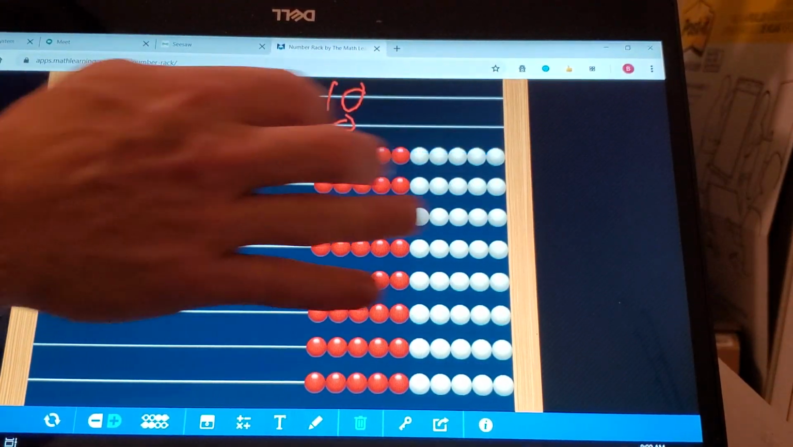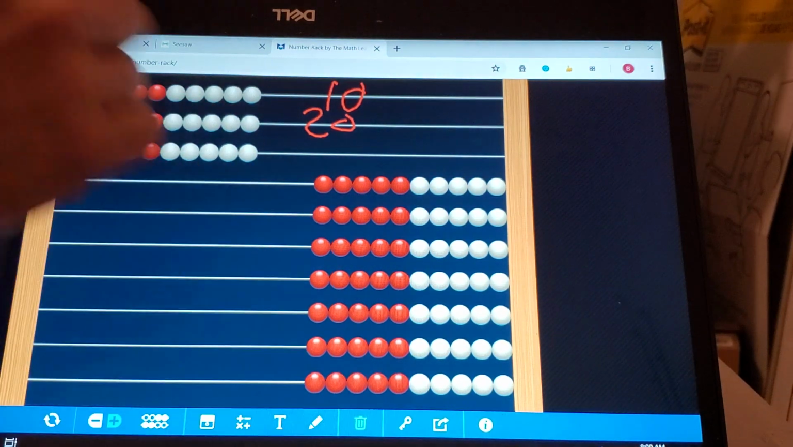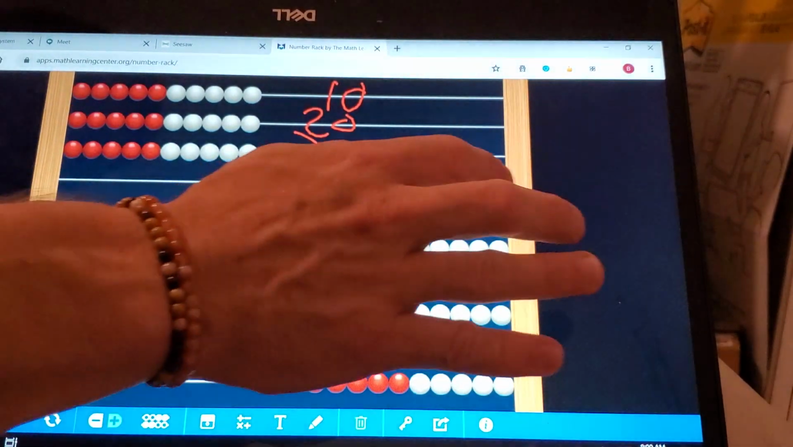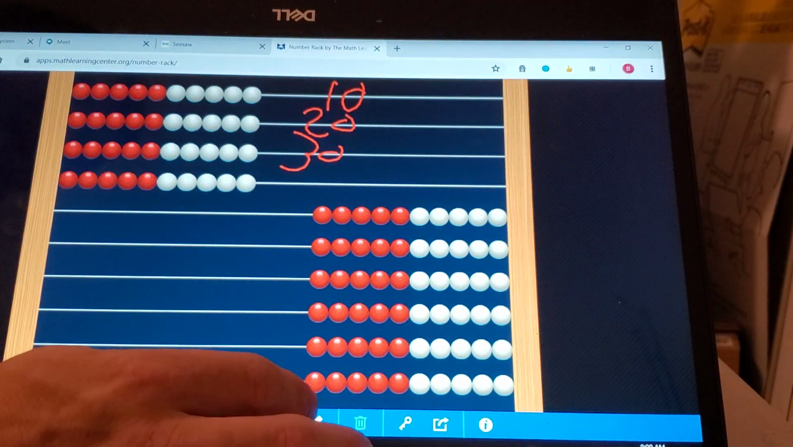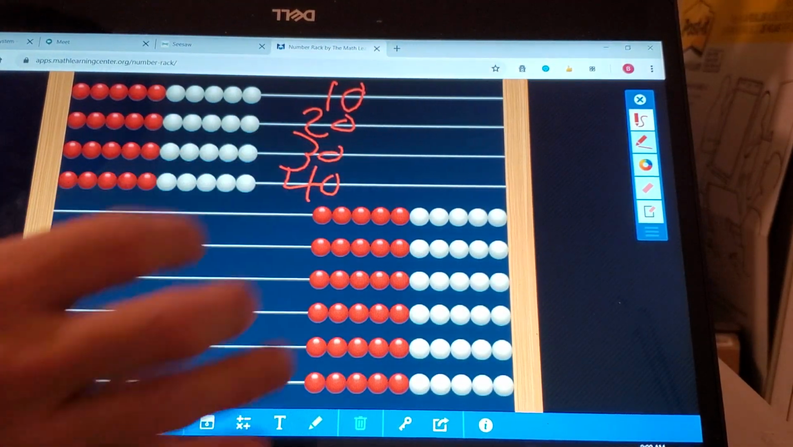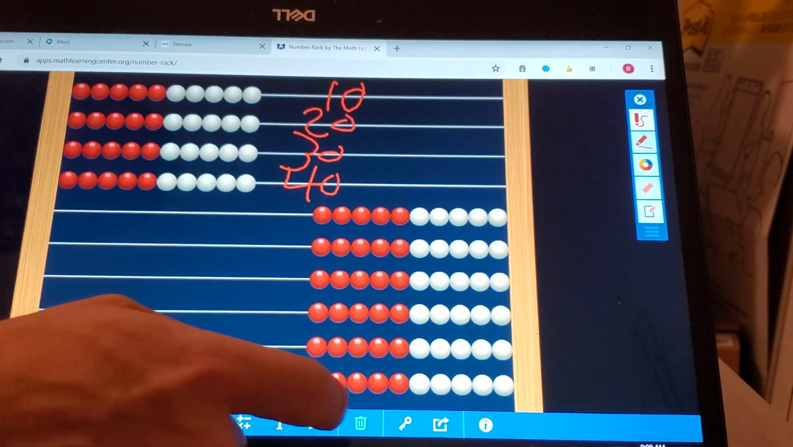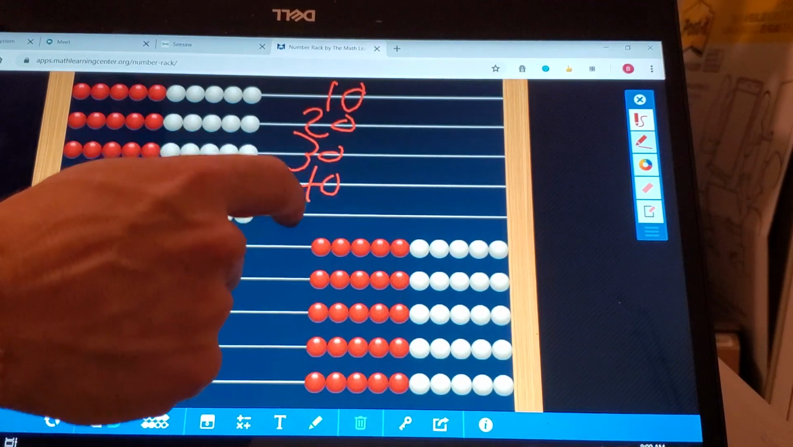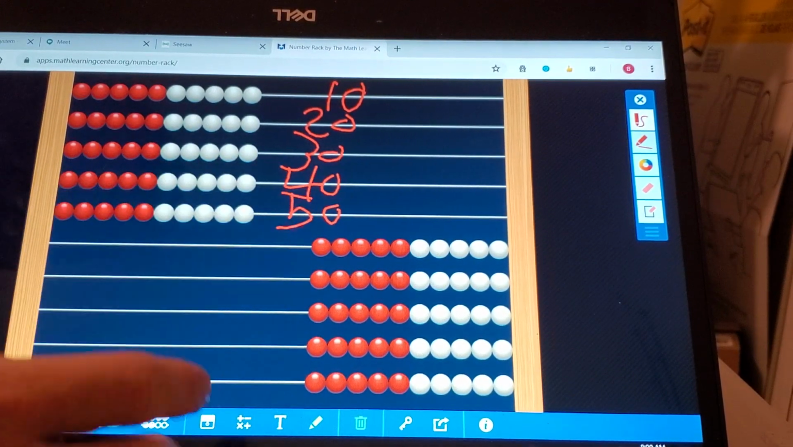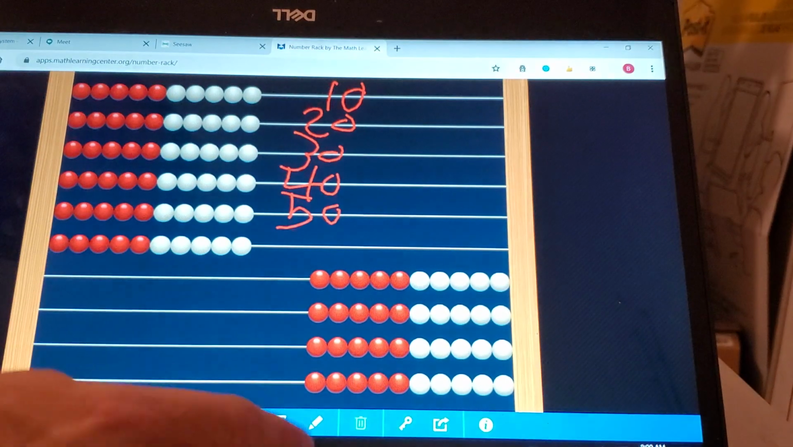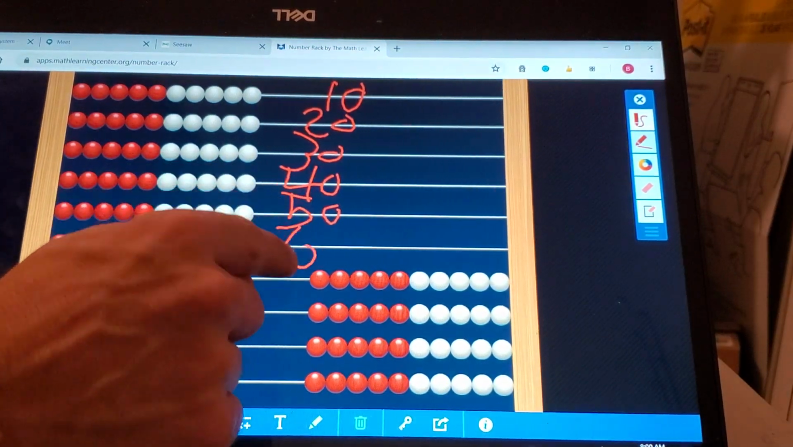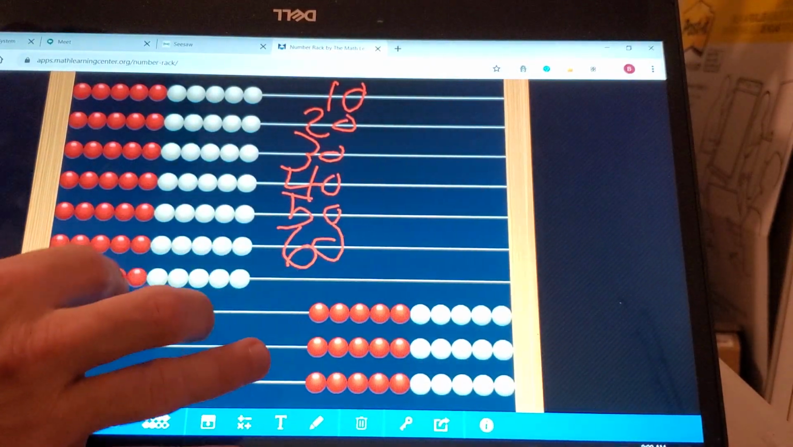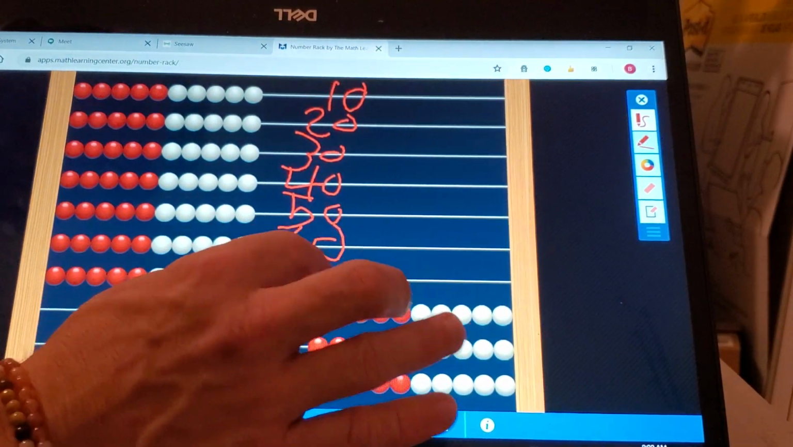Let's slide 10 more. 3 tens gives us 30. Let's keep going. Slide another set. 4 tens gives you 40. See the 4 showing you 4 sets of 10. Let's slide another one. 5 tens gives you 50. Let's keep going. Slide another one. 6 tens gives you 60. Hear that number 6 in 60. Slide it over. 7 tens gives you the number 70.